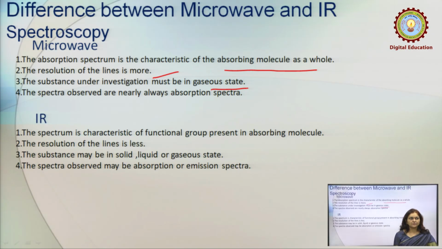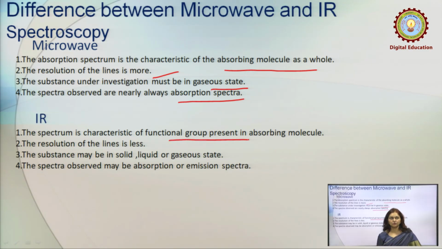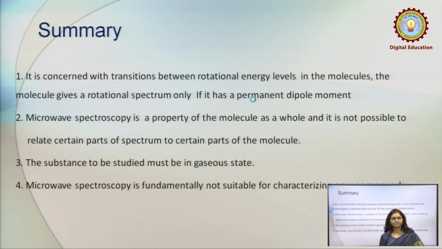The spectra observed are nearly always absorption spectra, while in the case of IR, the IR spectrum is the characteristic of the functional group present in the absorbing molecule. The resolution of the line is less in the case of IR. The substance may be in solid, liquid or gaseous state in the case of IR, and the spectra observed may be either absorption or emission, while in microwave only absorption spectra mostly appear.